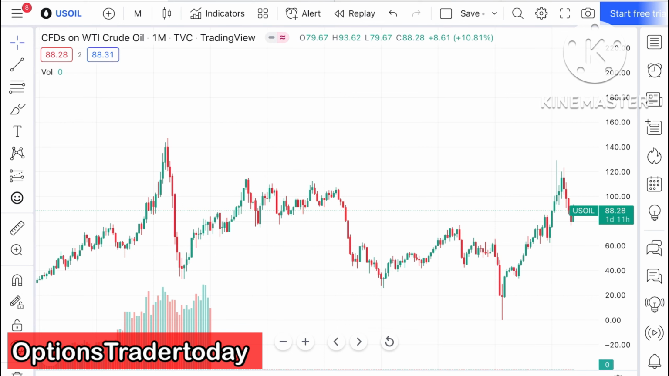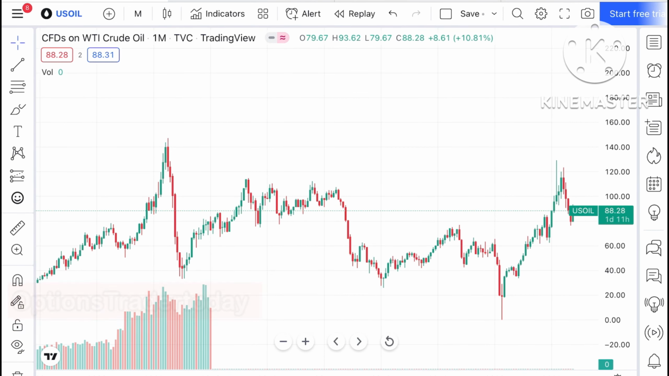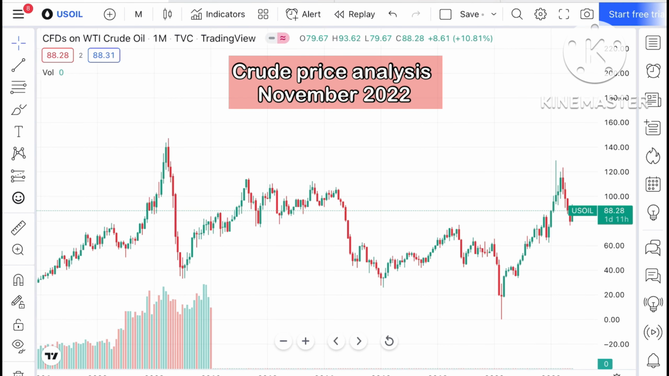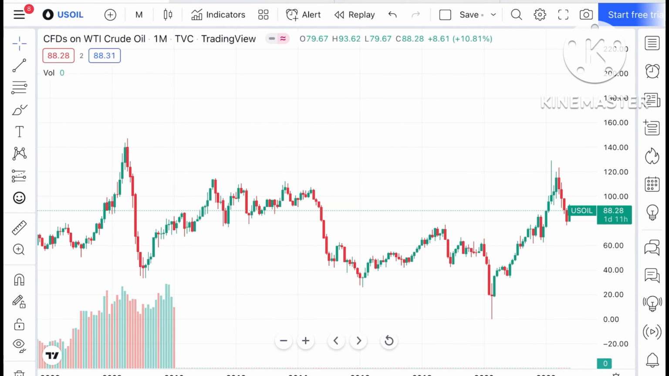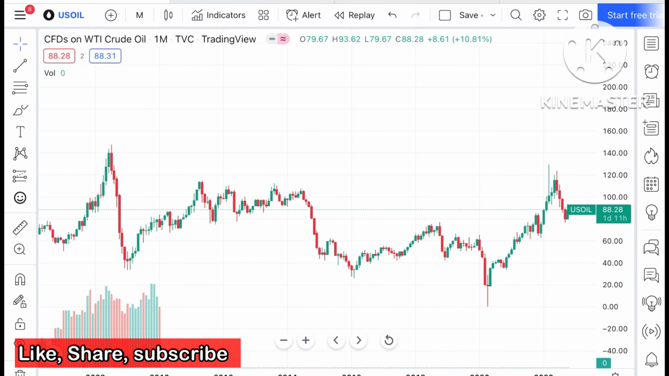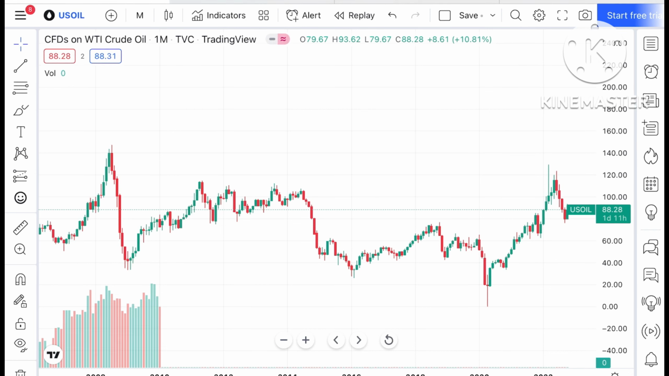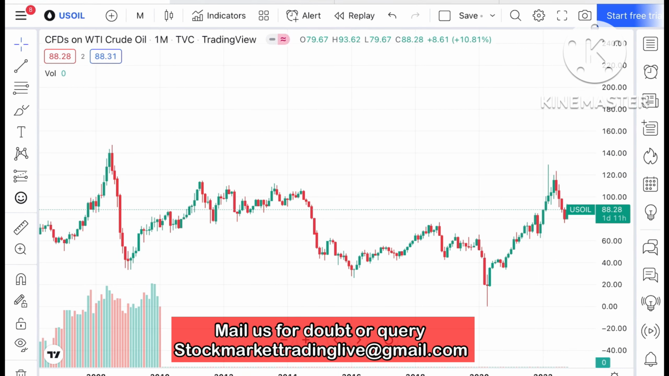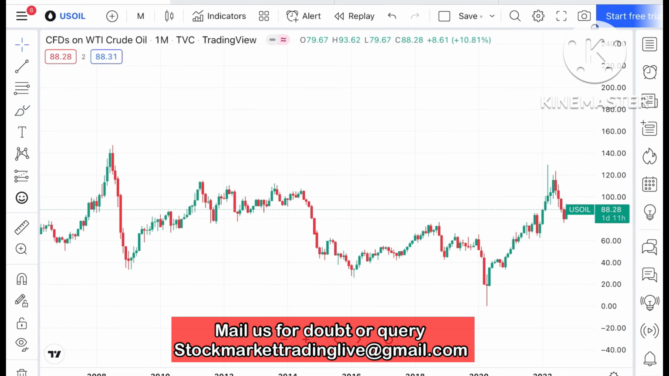So today I'll explain how the crude price has moved in the last month and how the crude price can move in the next month. See, if you look at the chart of crude, crude is currently trading at around $88.28. And if you look at this particular chart, we have seen that for the full month it has tried to move upside, because as you can see, a green candle is forming in this zone.